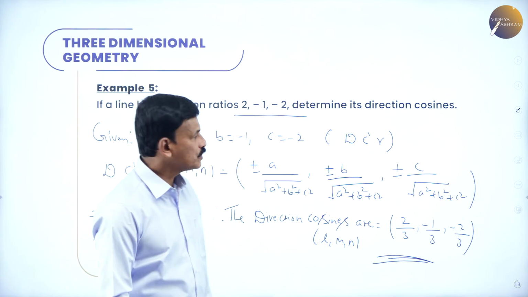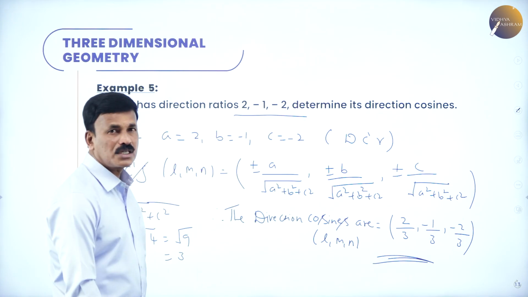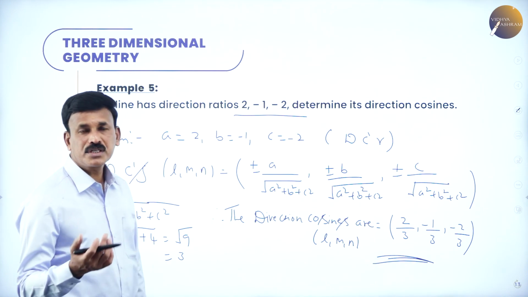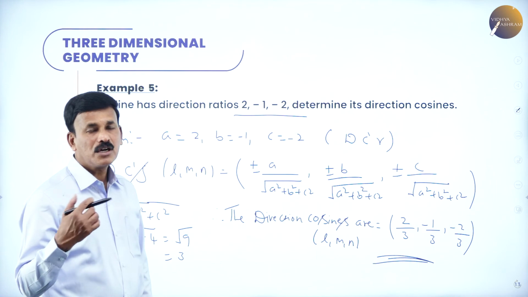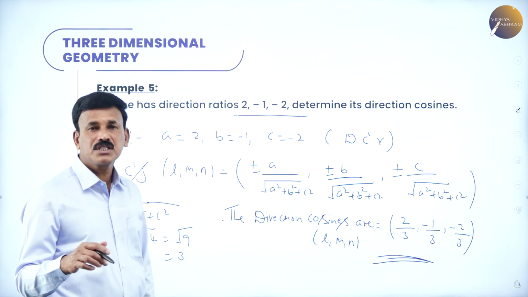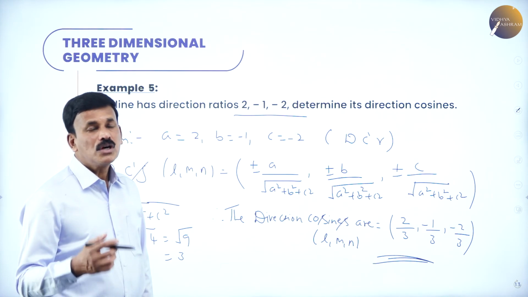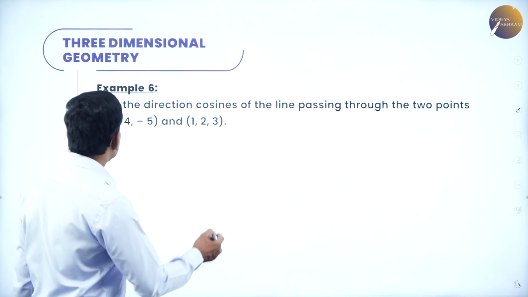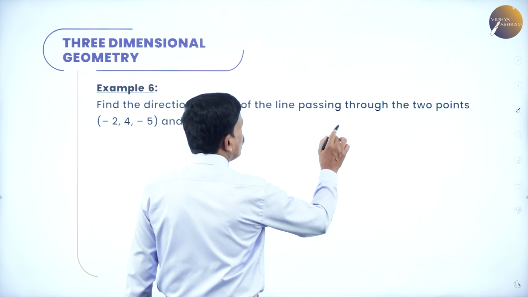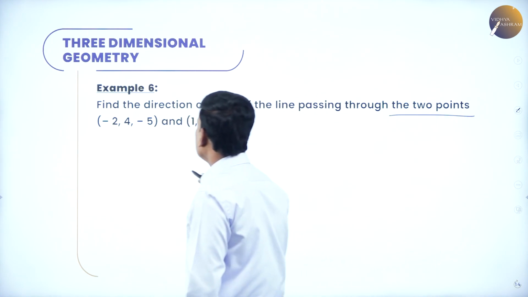Okay. Now let us come to the next problem. So now you got an idea how to find the direction cosines whenever alpha, beta, gamma are given, and how to find the direction cosines whenever the ratios are given. Now how to find the direction cosines if the line passes through 2 points. Now find the direction cosines of the line passing through the 2 points. These are the 2 points.